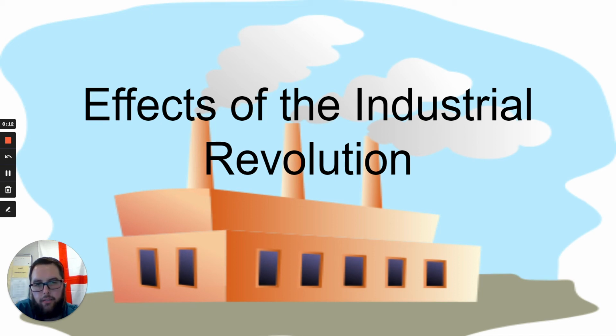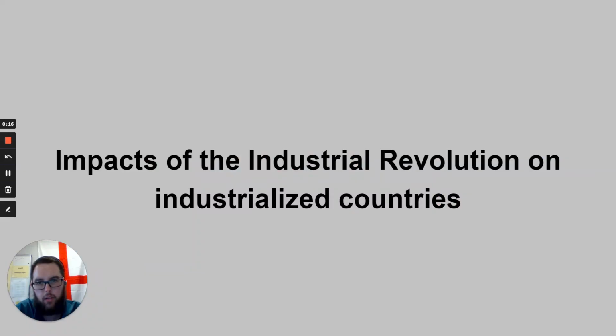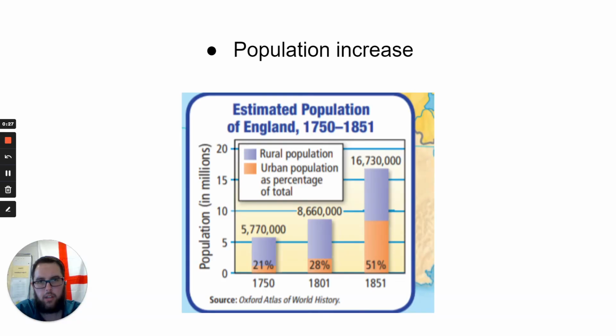We're going to look at the effects of the Industrial Revolution today. Now, we're mainly going to focus on the impact it had on industrialized countries like England, America, your major European powers. So to begin with, the first impact of the Industrial Revolution for industrialized countries compared to non-industrialized countries would be a population increase.